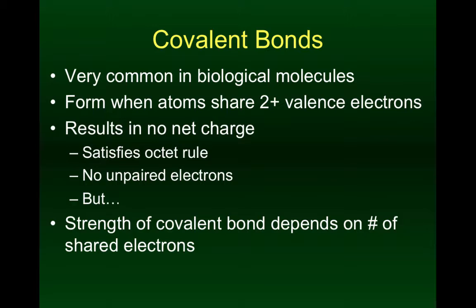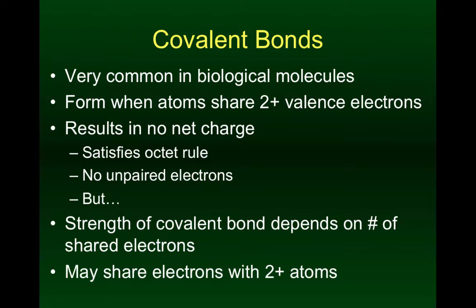Now you can also have covalent bonds that occur in groups of more than just one. You can have double covalent bonds, you can have triple covalent bonds. That's also something which occurs, and the reason is the same. The atoms involved are trying to satisfy their octet rules.